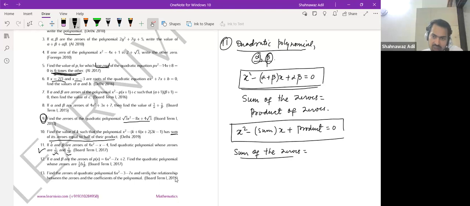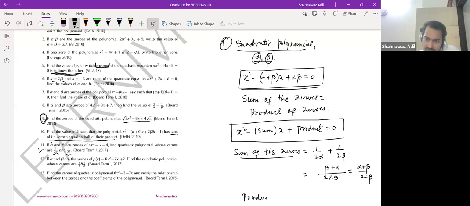These are the zeros: 1/2 alpha plus 1/2 beta. Yes, good. Now we solve. This would be 2 alpha beta, and then this would be what? The 2 alpha cancels, beta plus alpha. So we write it in the proper way. This is 2 alpha beta. And what is the product of the zeros? 1/2 alpha into 1/2 beta, which means 1 by 4 alpha beta.